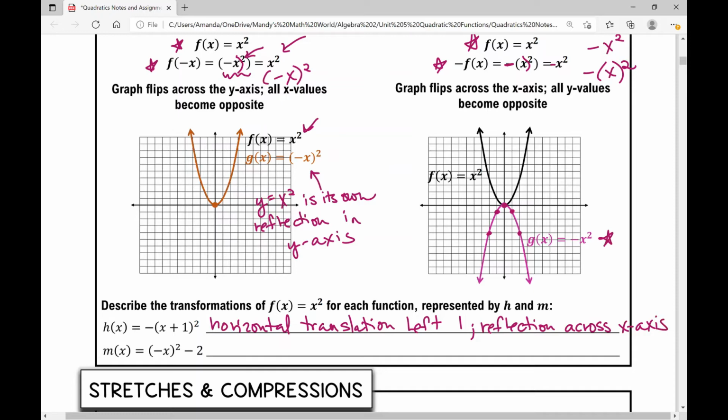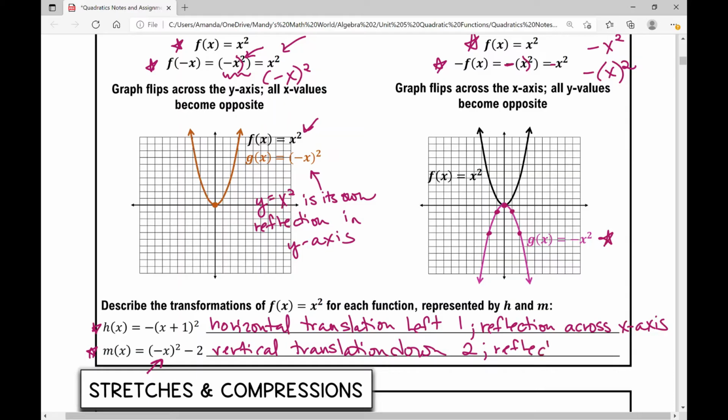And then in our next function, we have m of x. Notice that that's just another name for a function, right? It's a different function, so I've given it a different name. m of x equals negative x squared, and I actually wrote that right on this one, right? So that 2 exponent is on the outside of those parentheses, minus 2. So first off, that is a vertical translation down 2, and it's also a reflection across the y-axis.